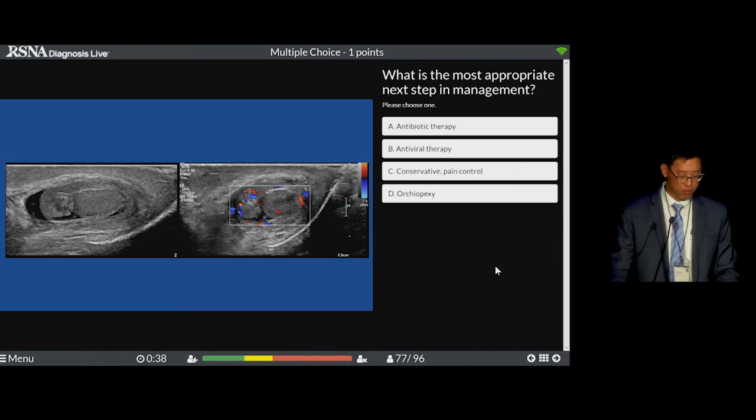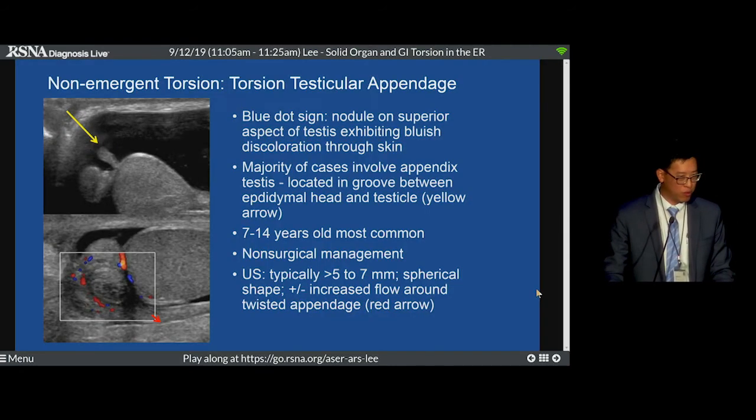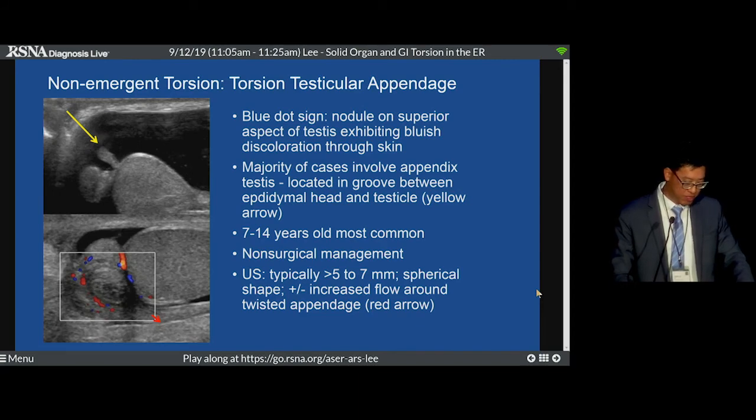Okay, that's a pretty good response rate. So the answer here is just conservative pain control. And for all of you who made the correct diagnosis, this is torsion of the appendix testis or the appendix epididymis. And then you correctly chose the management, which is conservative pain control.